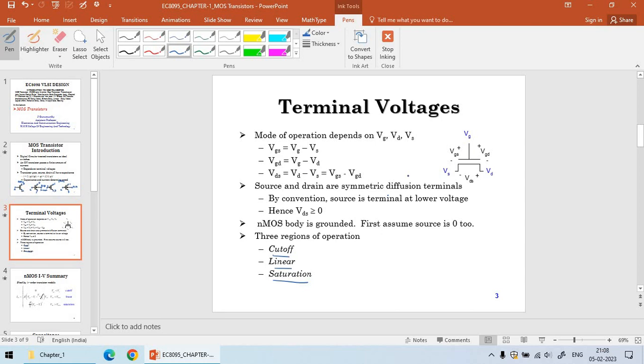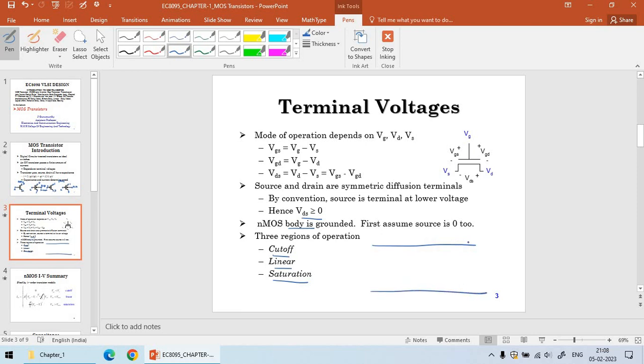By convention, source is the terminal at low voltage. So if you take any MOSFET, the terminal which is operating at low potential is going to act as the source terminal. Hence VDS is greater than or equal to 0, that is VD minus VS, where VD is the higher potential and VS is the lower potential. And the NMOS body is ground.